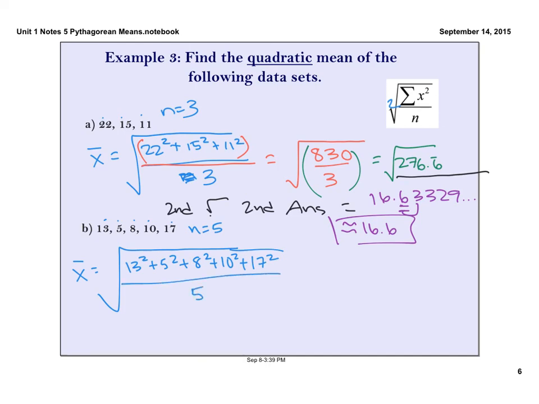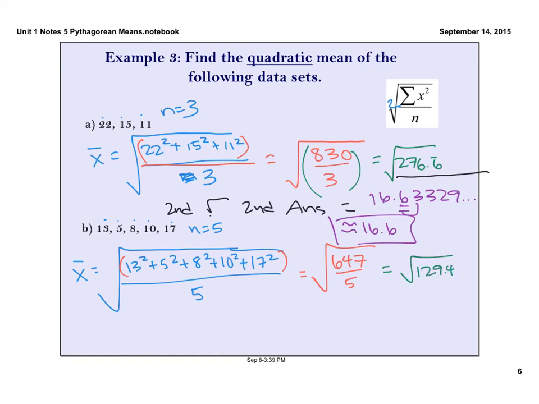Again, I'm going to start with the top. So in your calculator, 13 squared plus 5 squared plus 8 squared plus 10 squared plus 17 squared. 647 there is what I get. So that's equal to the square root of 647 divided by 5. Take 647 and divide it by 5, and I get the square root of 129.4.